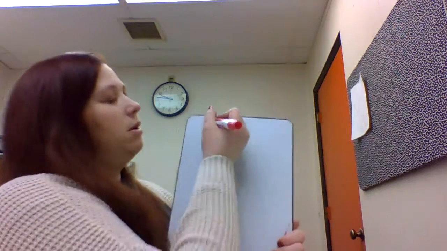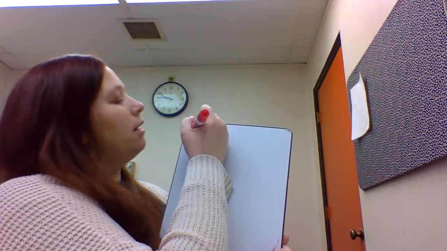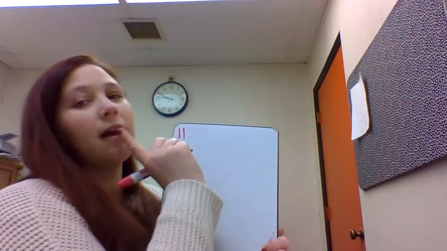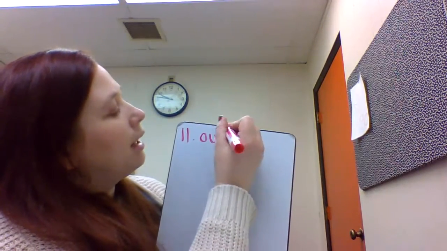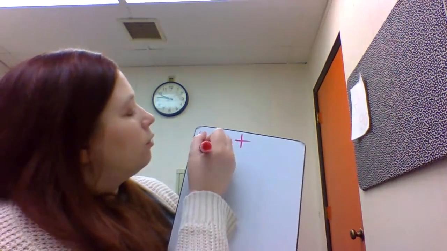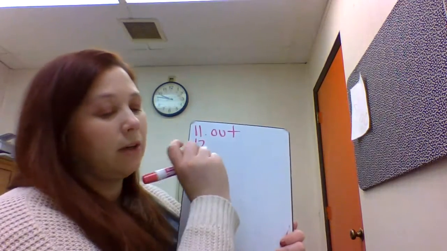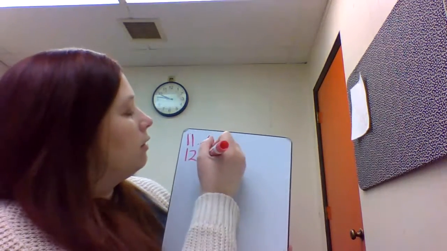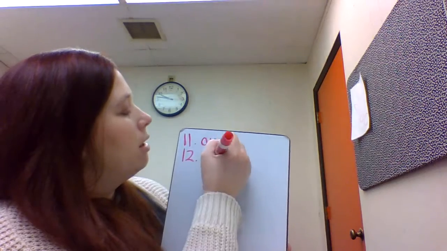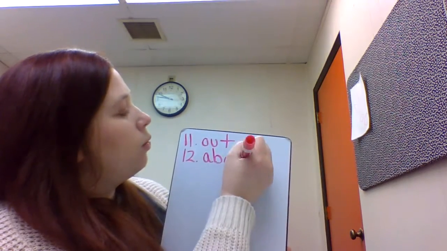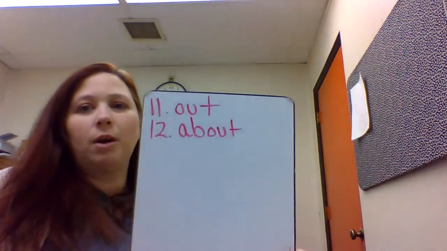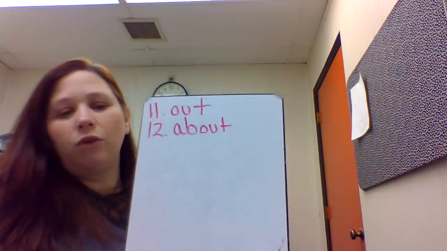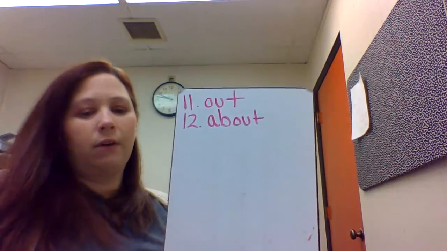Number 11. Find 11 on your paper. We are going to spell out. It's that OW sound at the beginning of a word, so O-U and T. Number 12 is about. Again, that OW sound is in the middle, so B, out, about. All right, make sure you have those two down, and we're going to move on to our new digraph.